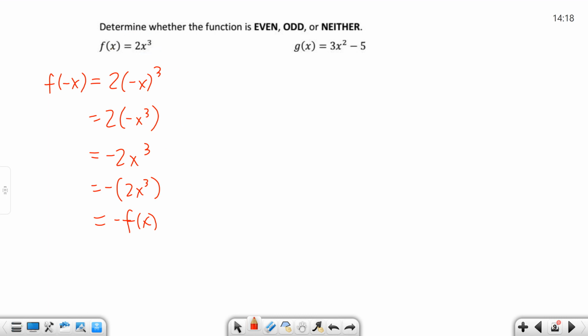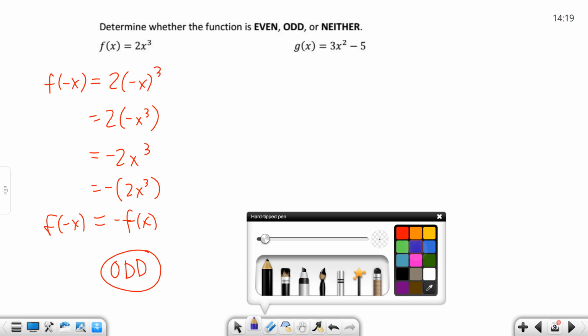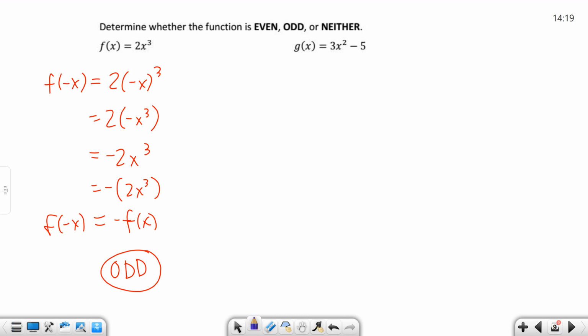That's all I did there. That's why I did the whole parentheses thing. That's negative f of x. You can see that without it probably. So f of negative x equaled negative f of x. So this is what? That's an odd function. Anytime that happens, it's odd.